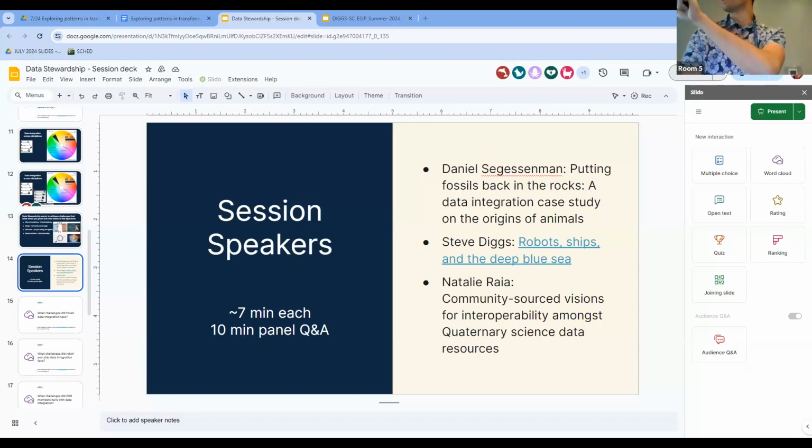Are we good on Zoom? Okay, so it's sharing a specific window. Okay.